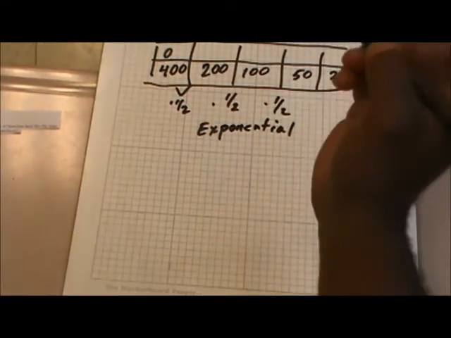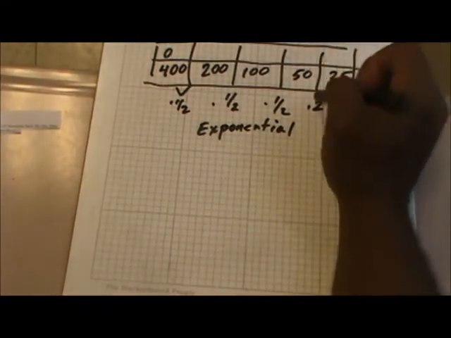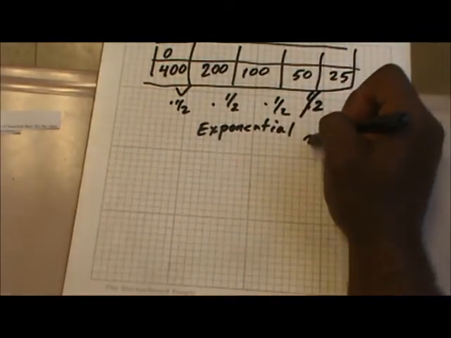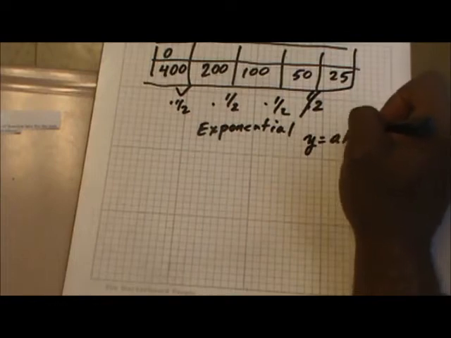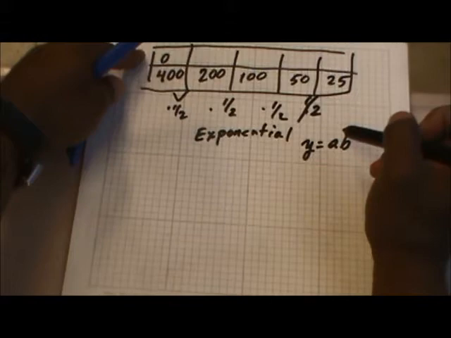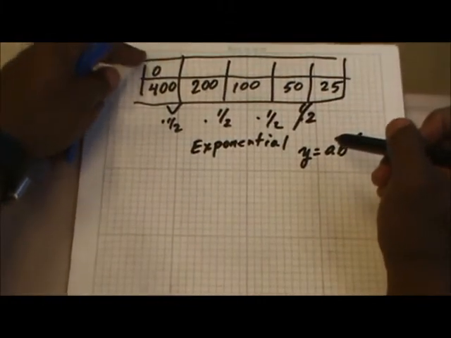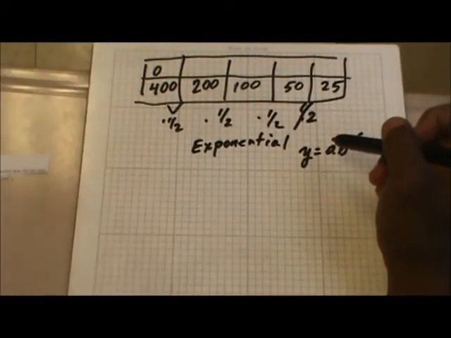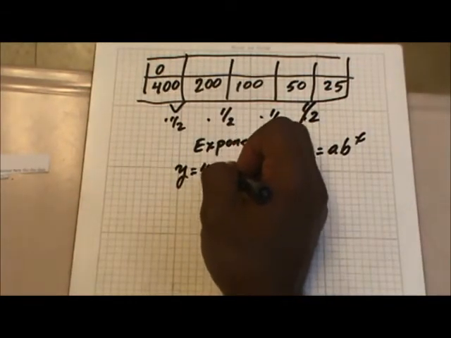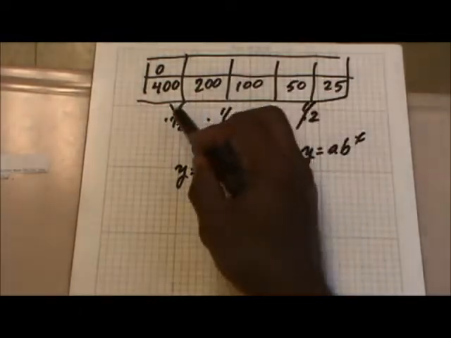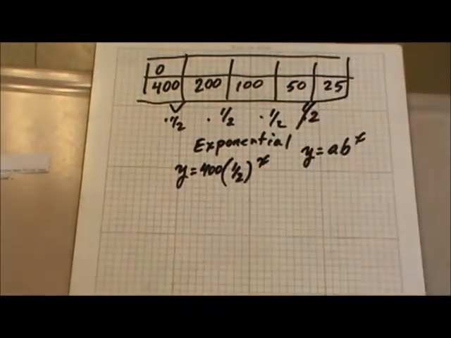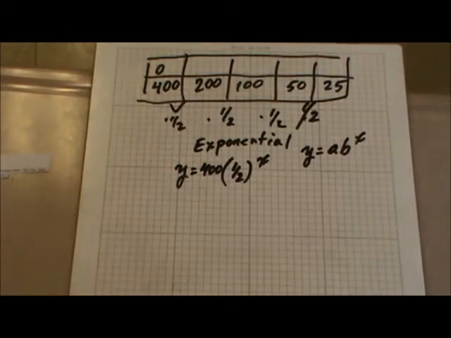All right, now, it being exponential, we want to go to, once again, y is equal to a times b to the x. We already know what 0 is: 0 comma 400, so that's our initial value. Y is equal to 400 times whatever you're multiplying your y's by every time. Yep, 1/2 to the x. Done.